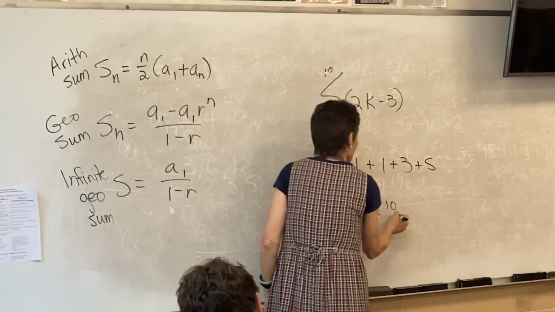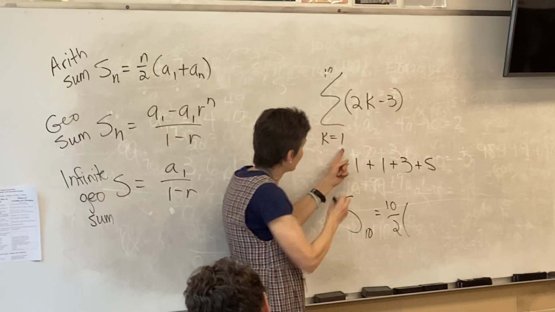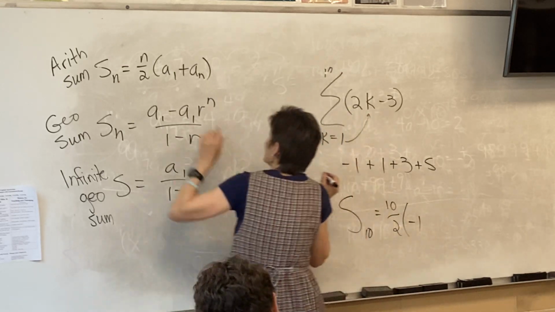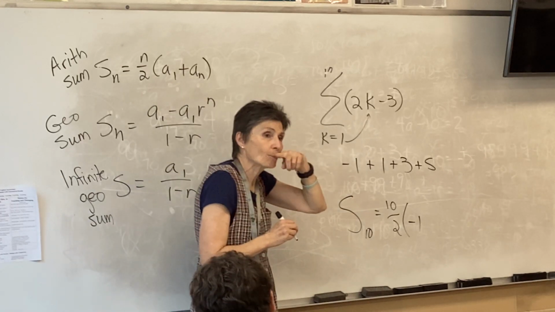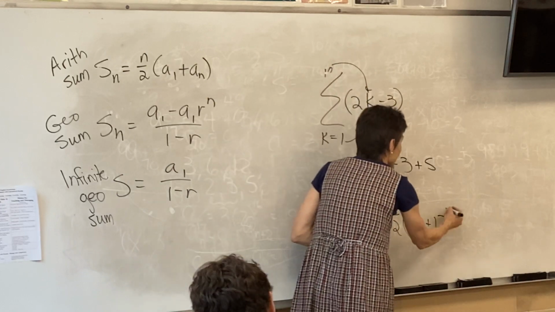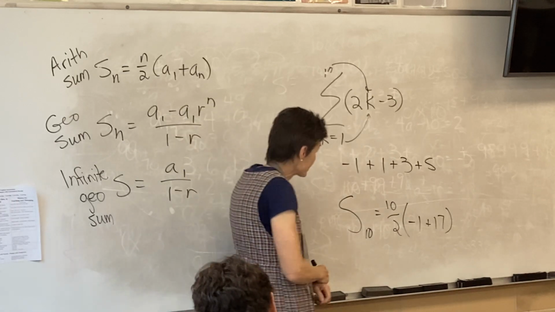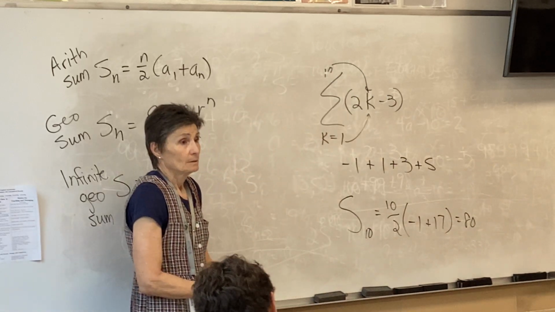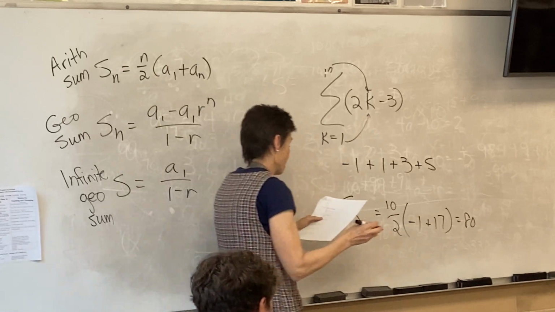Formula says that's 10 over 2. Now, the first number I added, I found by plugging in 1, and I got -1. So that's my a sub 1, that's my first term. How am I going to get my last term? By plugging in 10. So my last term is 17. And the answer looks like it's 80. Easy.